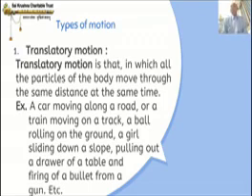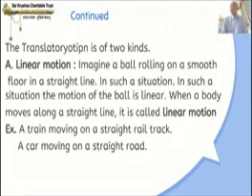So I repeat this. Translatory motion is that in which all the particles of the body move through the same distance at the same time. Examples are a car moving along the road, a train moving on a track, a ball rolling on the ground, and so on and so forth. This is translatory motion. Translatory motion is again of two kinds.